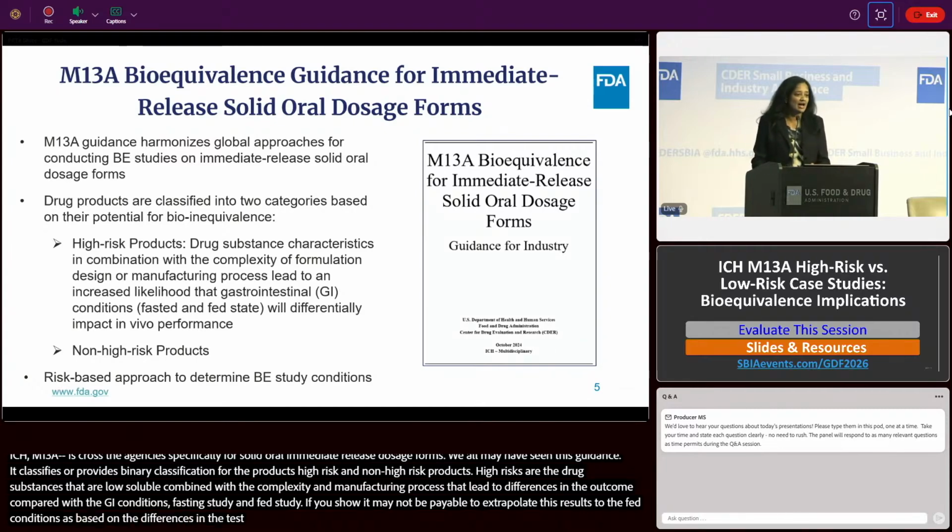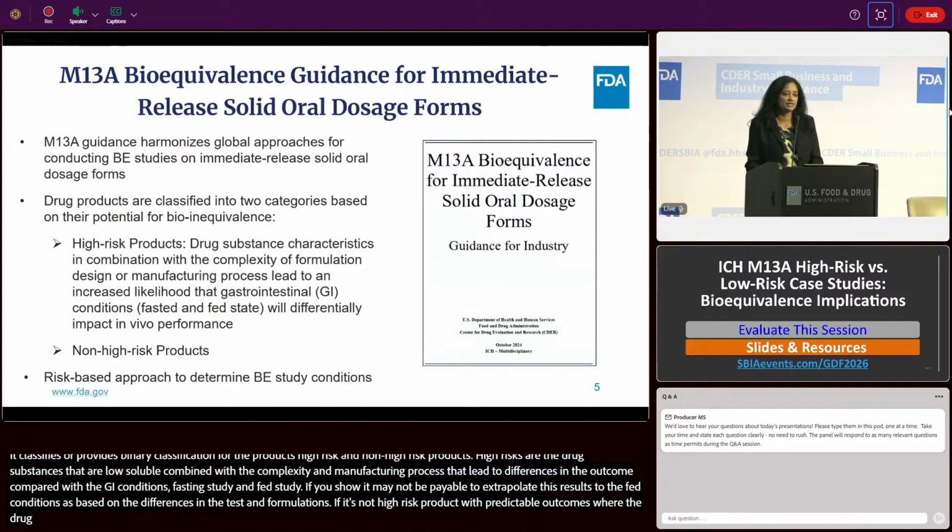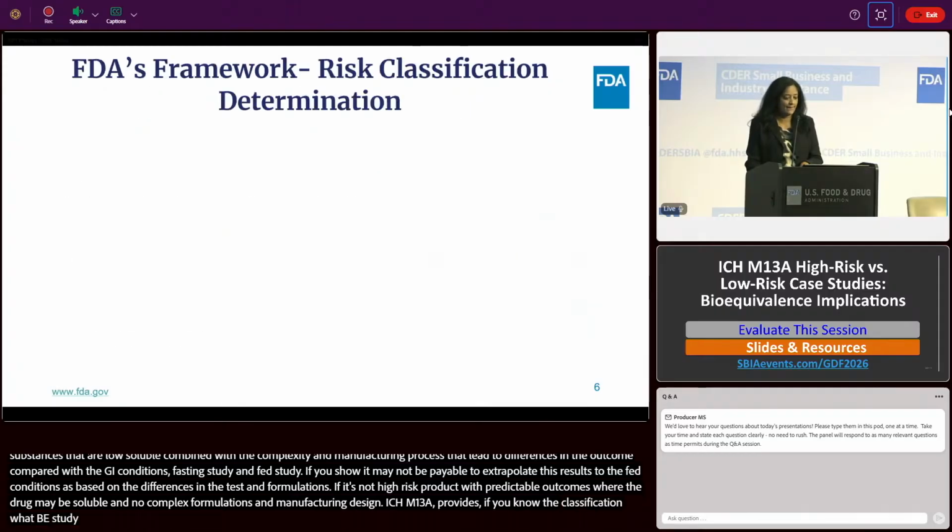The other one is a non-high-risk product, with predictable outcomes, where the drug may be highly soluble and there are no complex formulations or manufacturing designs. Now, ICH M13 also provides an outline of, once you know the risk classification, what BE studies have to be conducted to demonstrate bioequivalence for these kinds of products.